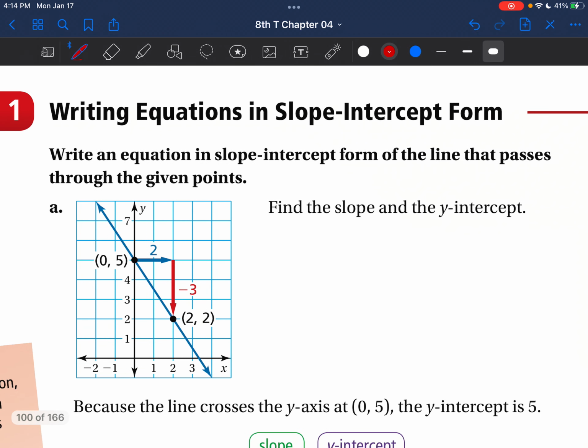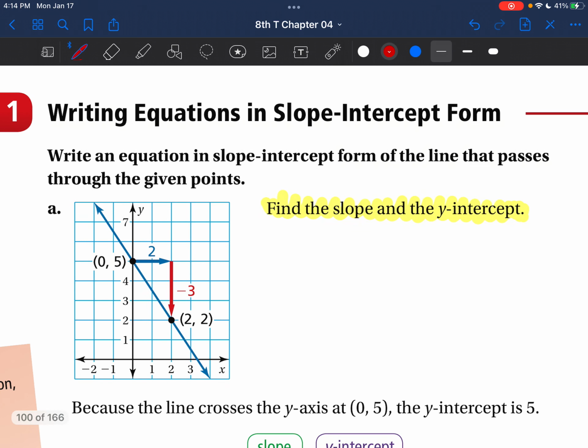First things first, we are going to find the slope and the y-intercept. Up to now, we have been practicing how to do this. There are multiple ways to do this. The easiest way is if they are giving you a graph, like they just gave us a graph right here. Please just look for your y-intercept. What does the y-intercept mean again?